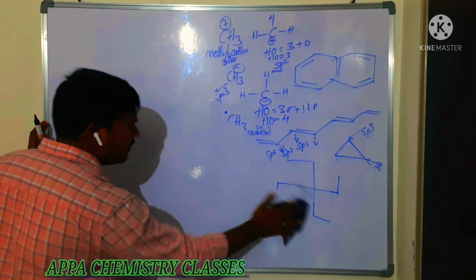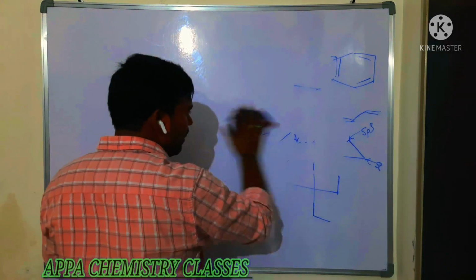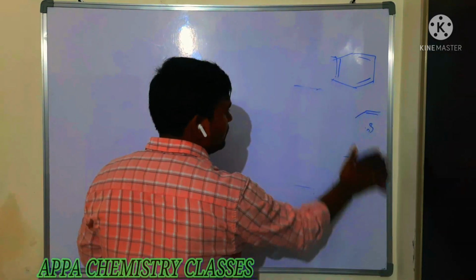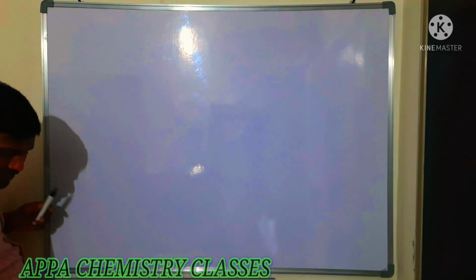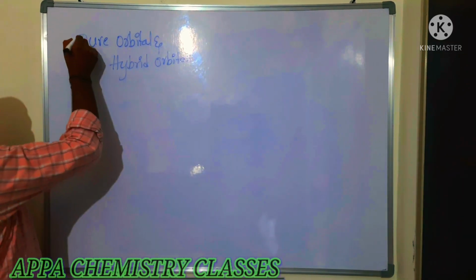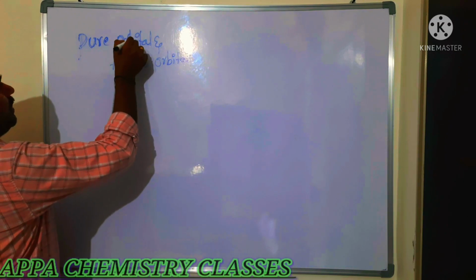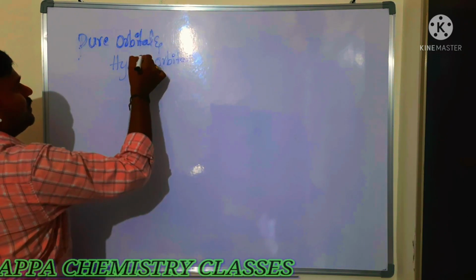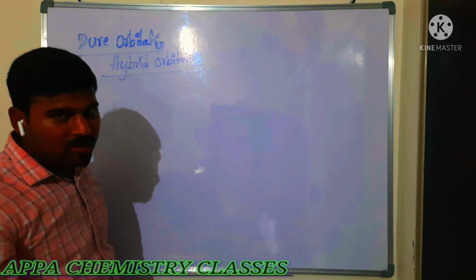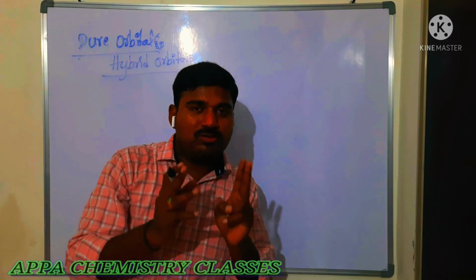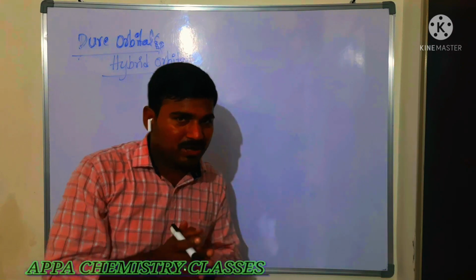What is meant by pure orbitals here? The orbitals which are not taking part in hybridization are said to be pure orbitals. If you do all these examples, you will be perfect with the hybridization concept. Coming to pure orbitals and hybrid orbitals. You know that hybrid orbitals means: if it is sp, 2 hybrid orbitals; sp2 means 3 hybrid orbitals; sp3 means 4 hybrid orbitals.